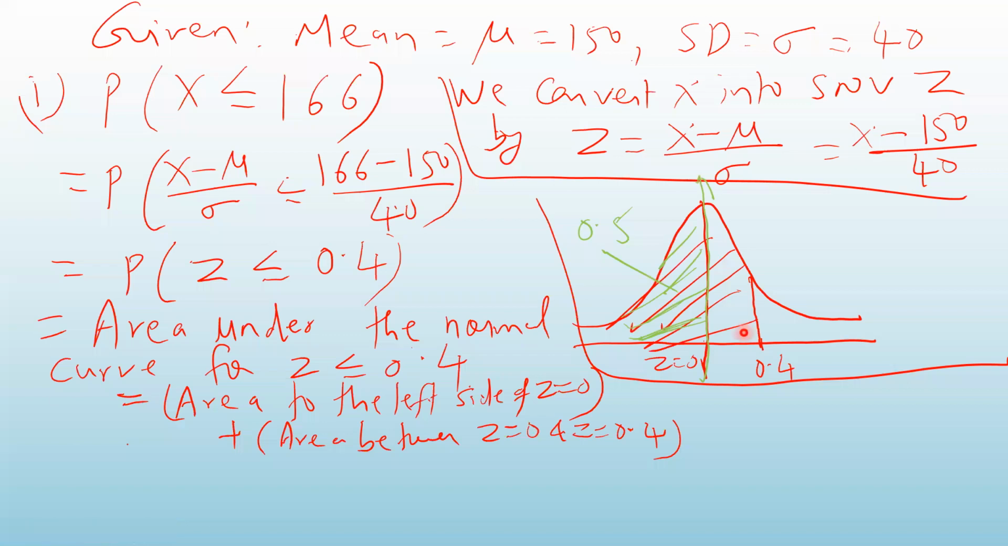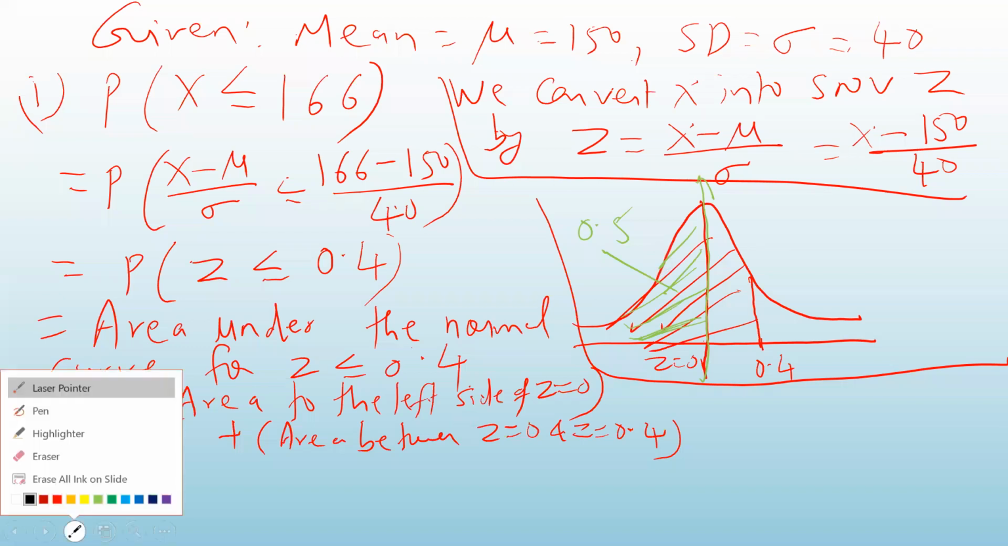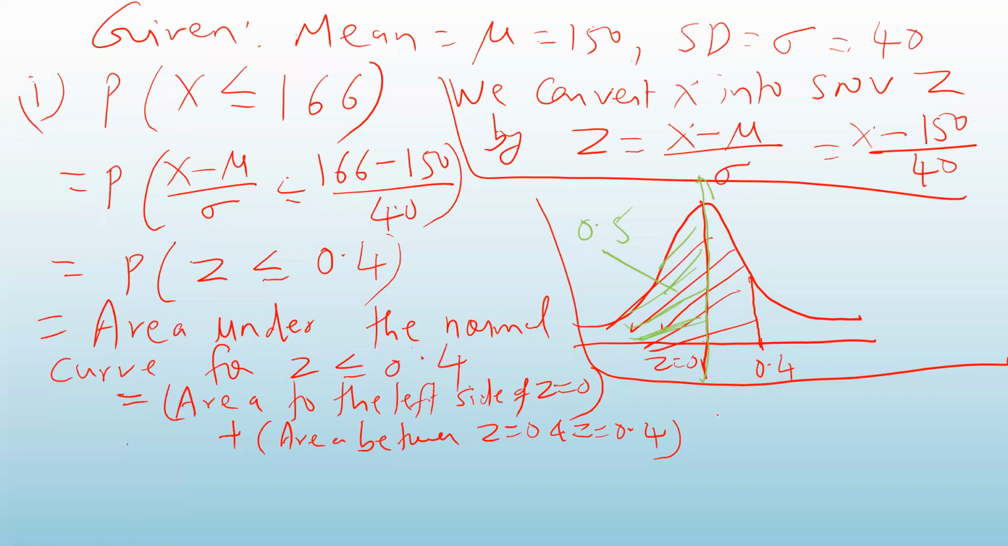See here, what I want is the area under the normal curve for z less than or equal to 0.4. That means I want this entire area. So that is equal to the area to the left side of z equal to 0, plus the area between z equal to 0 and z equal to 0.4. That area you can read from the table, or it will also be given to you in the exam.